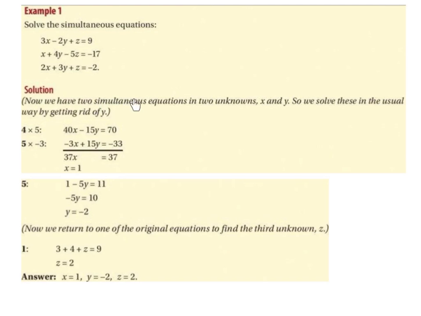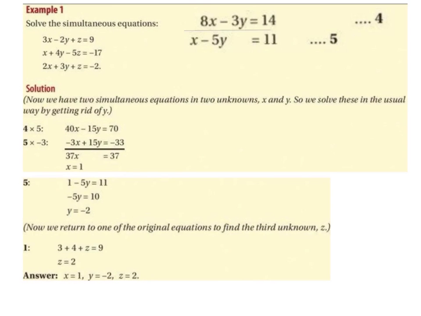So now we have two simultaneous equations in two unknowns, x and y. So we can solve these in the usual way by getting rid of y. So our equations from the previous slide, where 8x minus 3y is equal to 14 and x minus 5y is equal to 11. So we're going to solve these simultaneously. So the 4 represents this equation and the 5 represents this equation.